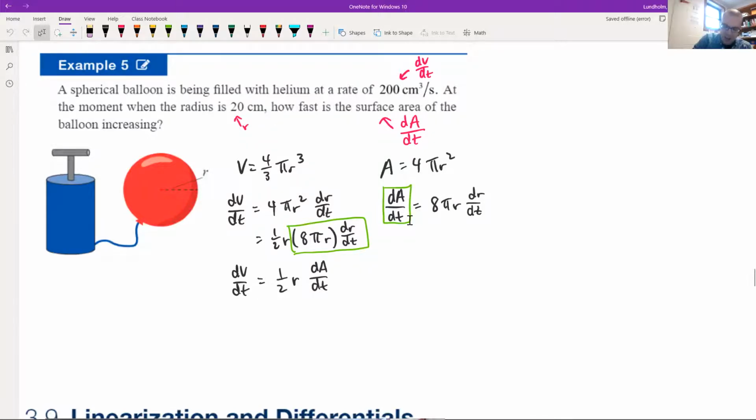We can work with what we got now, and dV dt is 200 cubic centimeters per second. And we've got 1/2 times the radius, which is 20. So if we solve for dA dt here, we would have 20 is equal to dA dt. And that's 20 square centimeters per second.